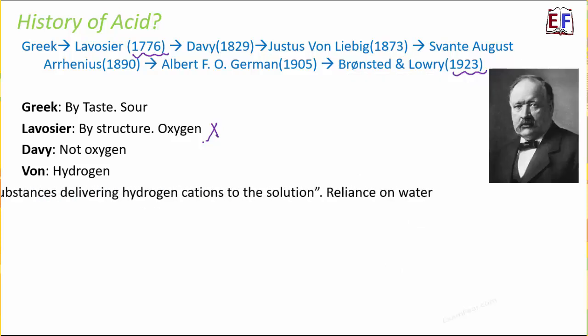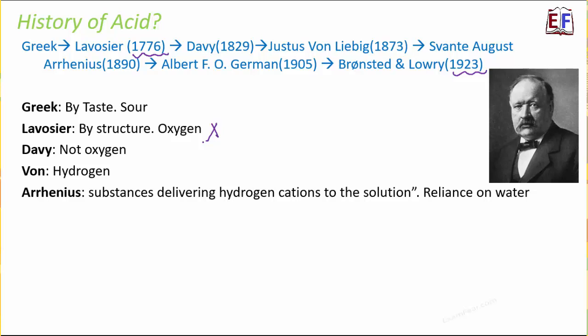Again, a few years passed by, then came Arrhenius. He said that substances delivering hydrogen cations to the solution are acids. So he completely relied on water. If you have a substance which you have to identify whether it is acid or not, you will have to dip that in water and see if it is releasing hydrogen ions. His definition was completely on the basis of how a substance behaves in water. His thought was that any such substance which releases hydrogen ions in water is acid.